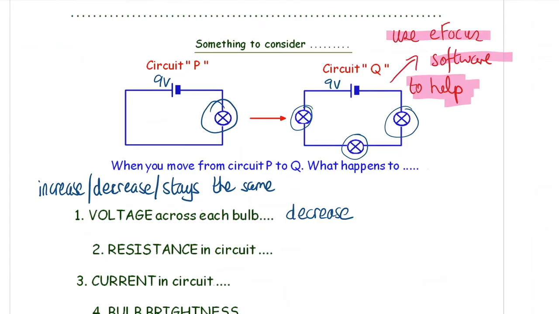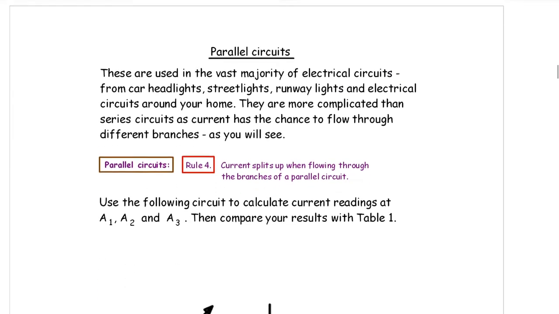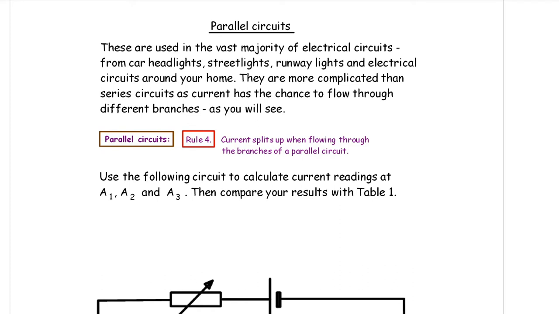Going back to our booklet here, parallel circuits. So very simply, parallel circuits are where you have branches in the circuit. The current can flow in more than one direction. So you can read the notes at the top there. It just explains why parallel circuits are better in most cases than series circuits. They may be more complicated, but they do a lot more than a series circuit could.